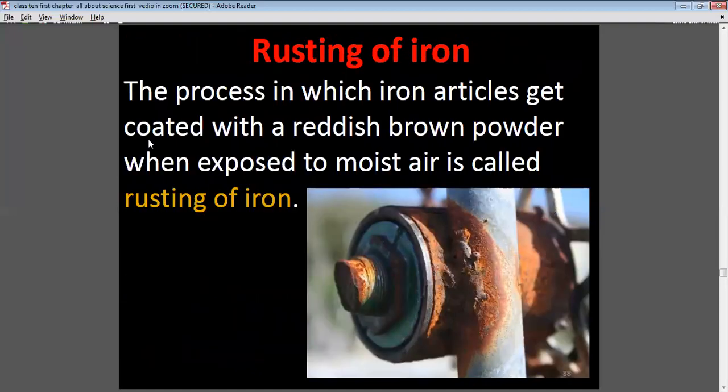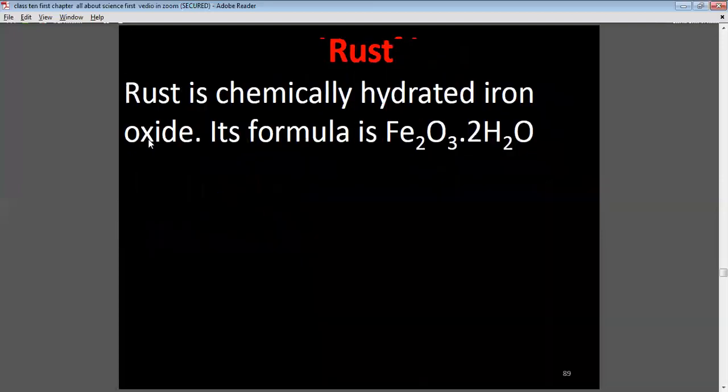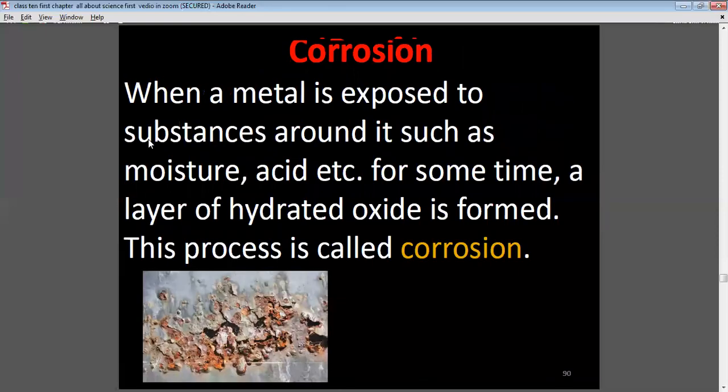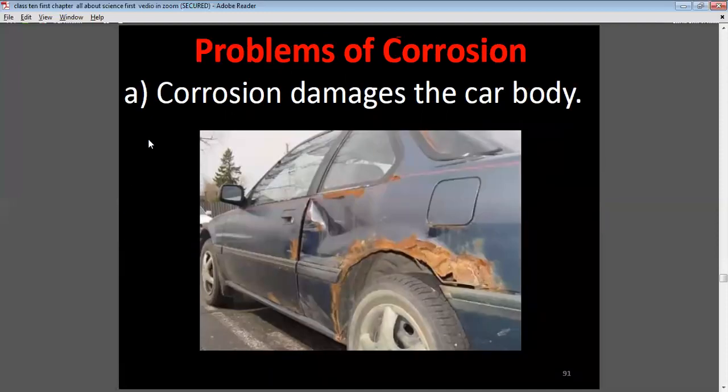Rusting of iron. The process in which an iron article gets coated with a reddish brown powder when exposed to moist air is called rusting of iron. What is rust? Rust is hydrated iron oxide, and its formula is Fe2O3·2H2O. What is corrosion? When a metal is exposed to substances around it such as moisture, acid, etc., for some time, a layer of hydrated oxide is formed. This process is called corrosion.